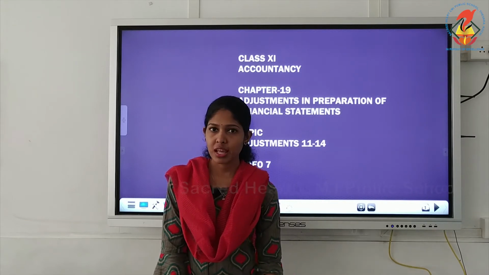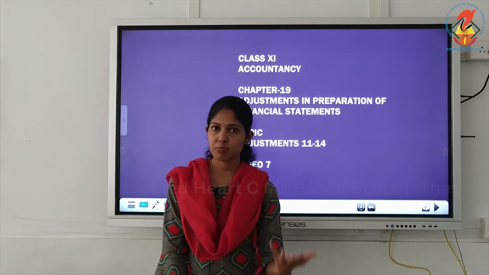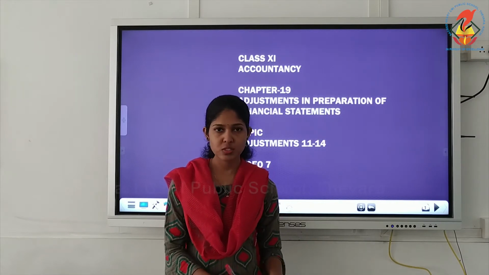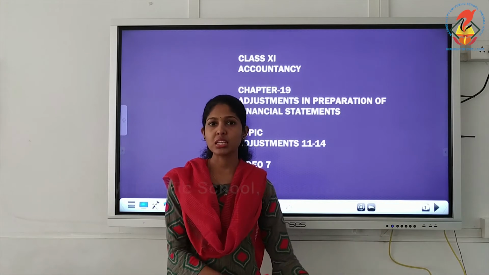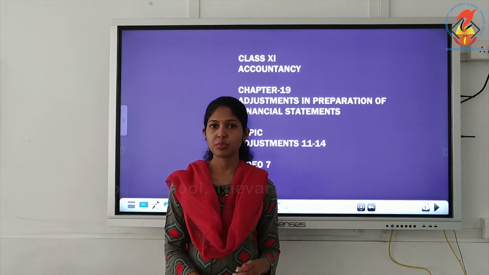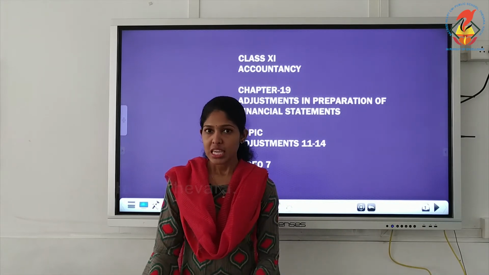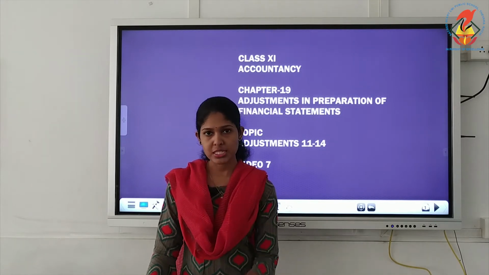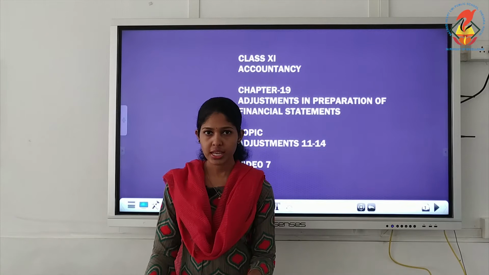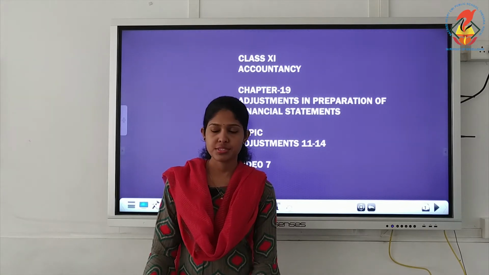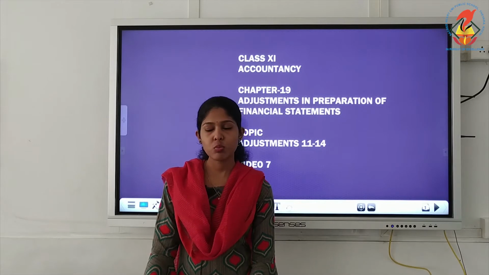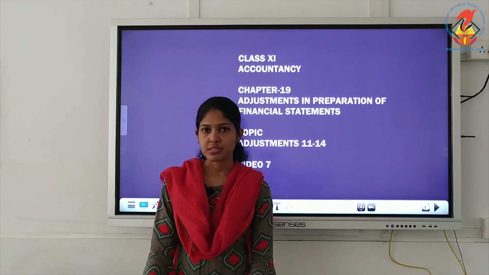So where should we write expenses? We know that it should be debited. And where will you debit? Anyways, it is not a direct expense, so we will have to take it to the debit side of P&L. Okay, so you write the heading. If interest on capital is given inside the trial balance, you give subheading 1: if interest on capital is given inside the trial balance.